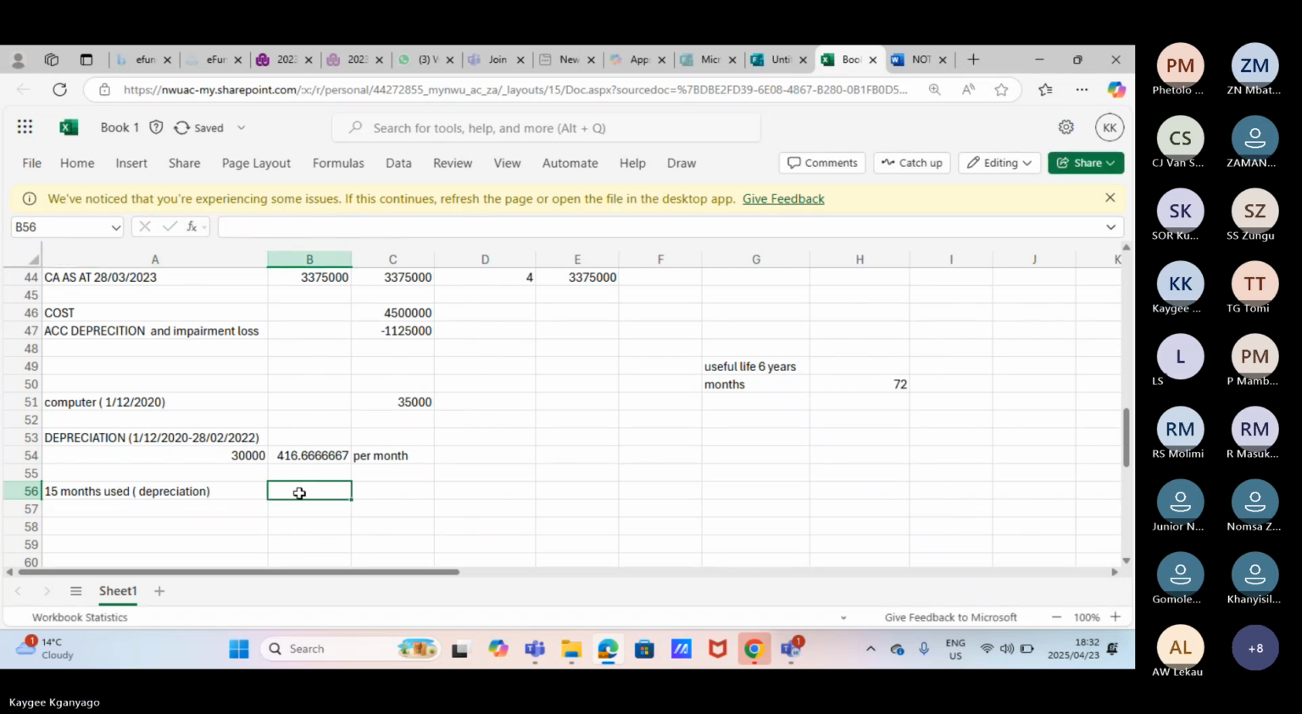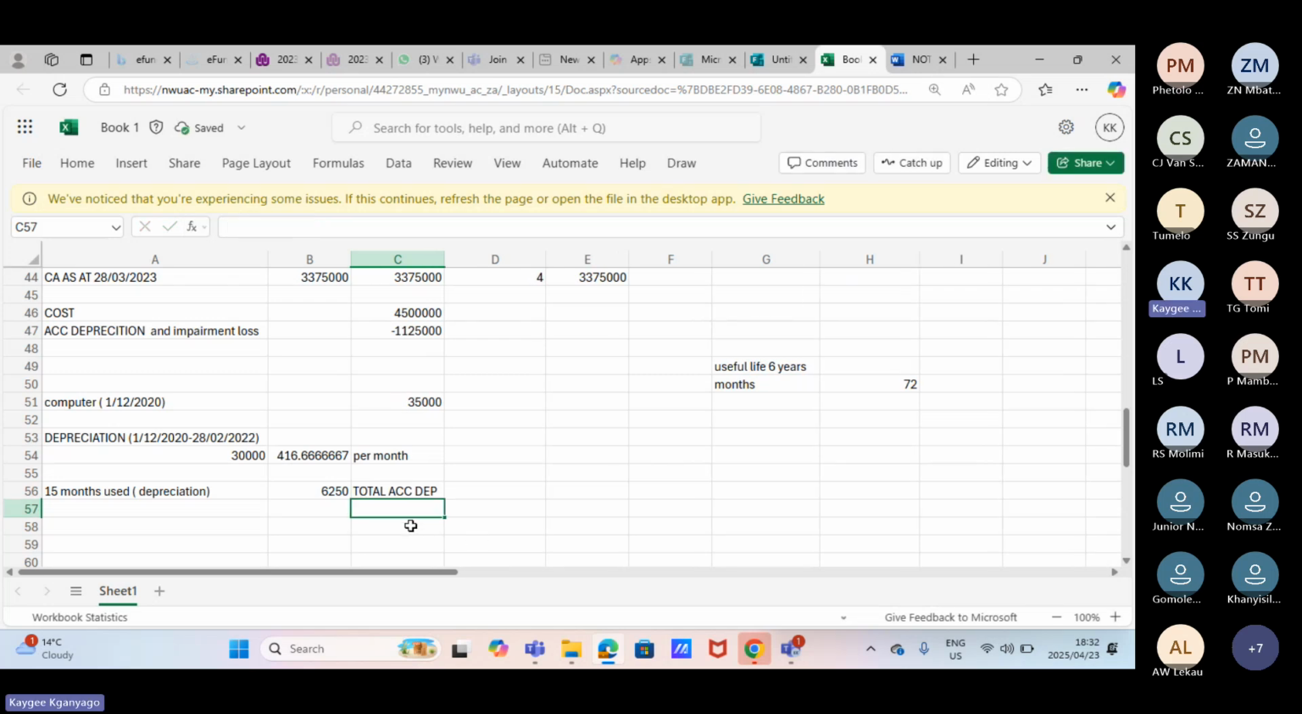I will have to take this balance times how many months? 15. Are we all getting 6,250? This is my total accumulated depreciation. Are we all getting this amount? Yes. Okay. Just a second.